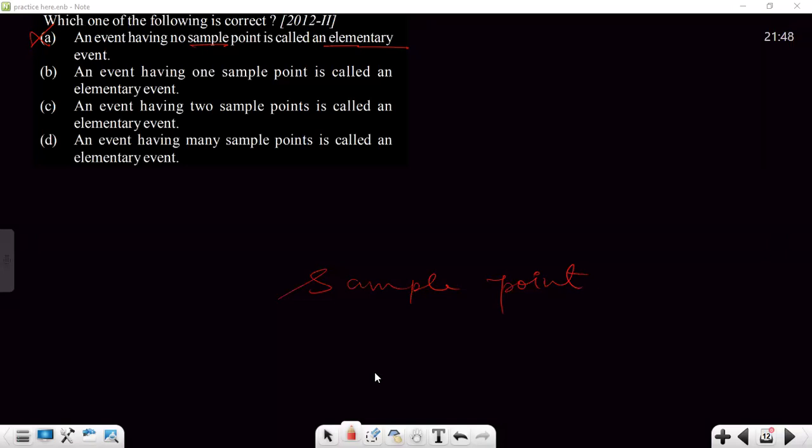Sir, it's the outcomes which are present. And what is the sample space? Sir, isn't the sample space the group of sample points? Yes. Right, trials or outcomes.